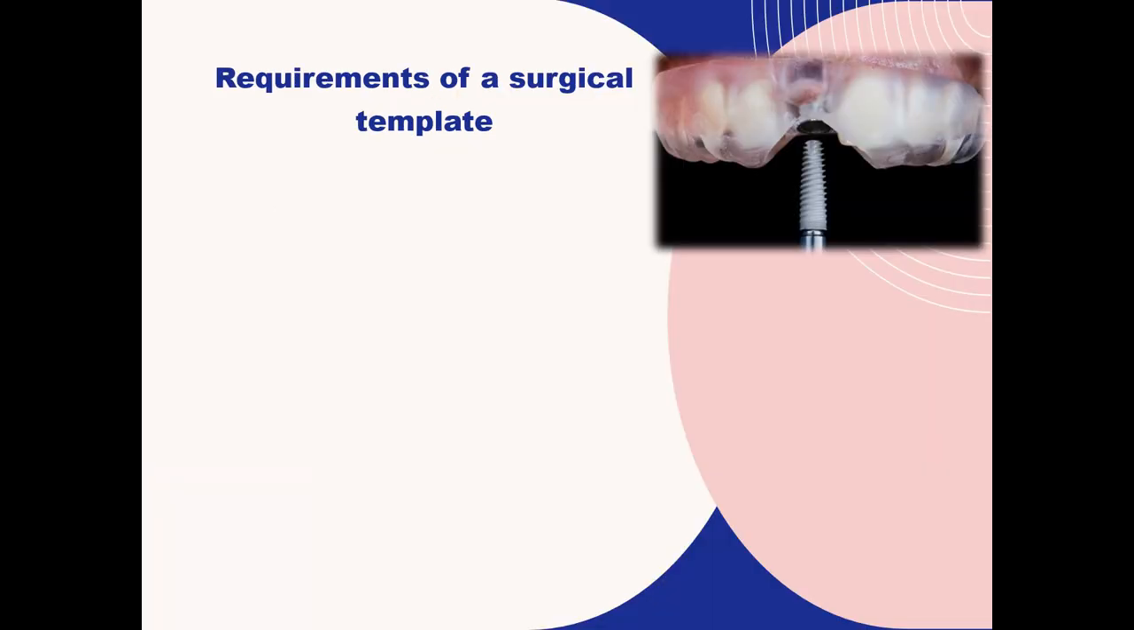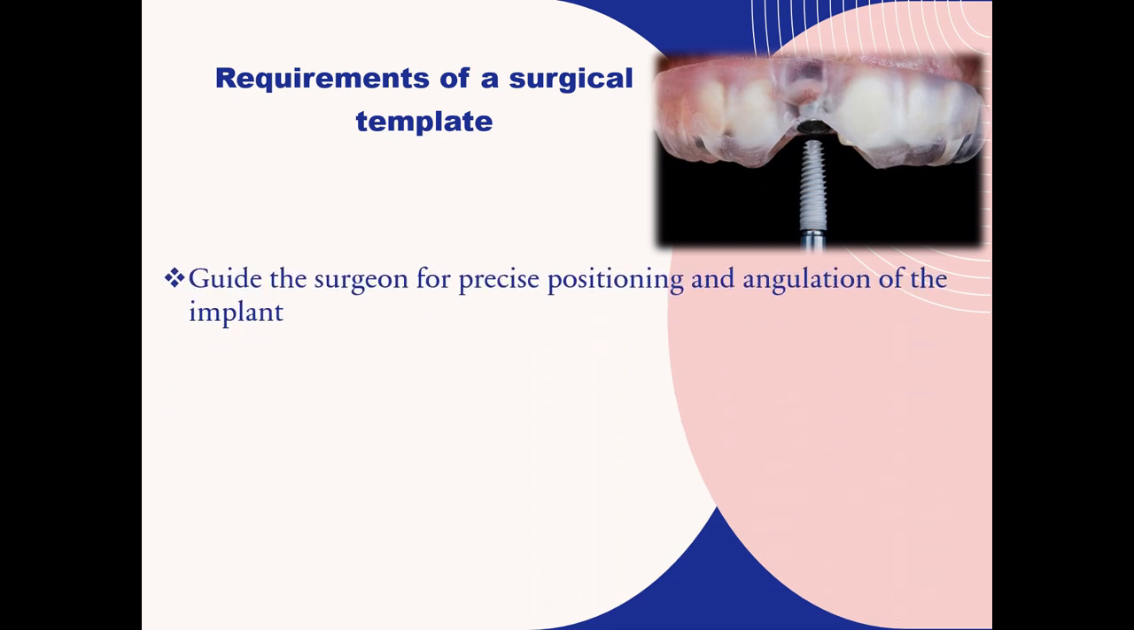Next, coming to surgical templates or surgical guides. So we have already discussed about radiographic template in our previous session. So what are these surgical templates? So these are fabricated after the diagnosis and prosthetic planning. So let us see the requirements of a surgical template. So a surgical template should guide the surgeon for precise positioning and angulation of the implant in relation to the remaining natural dentition as well as the residual alveolar ridges.